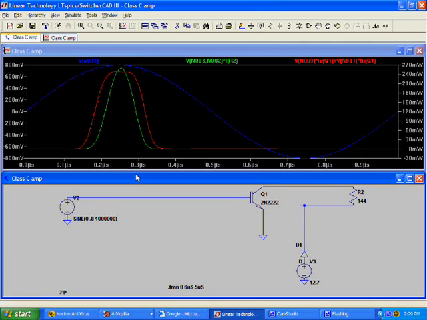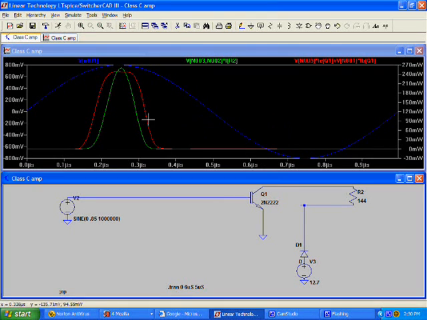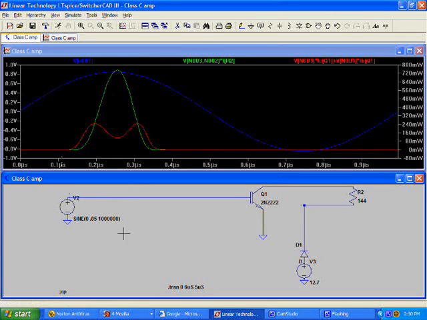Let's see what happens if we drive the transistor a little bit harder and drive it into saturation. We could do this by changing the amount of signal coming in. I just go down here and I can change here 0.8, and I'll change it to 0.85. Okay, and then we run it. We run the simulation again and we'll see what happens. There you see it. Look what's happened.